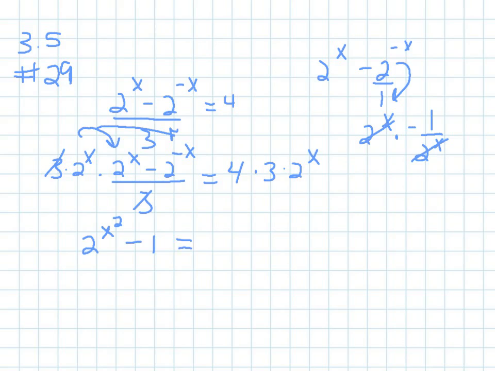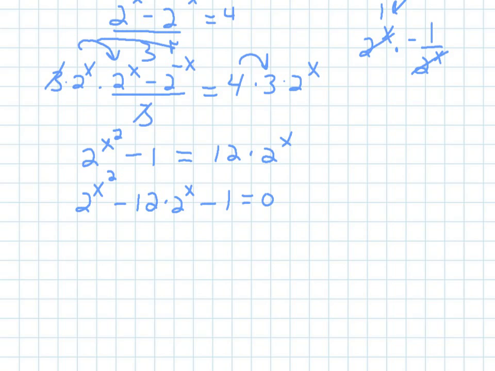And then over here, we'll multiply the 4 and the 3 together, and we'll get 12. And then 2 to the x, we can't multiply with that, so we'll leave it alone. I'm going to bring everything over to the left side, and we're going to have 2 to the x squared, and I'm going to write minus 12 times 2 to the x, and then minus 1 equals 0.